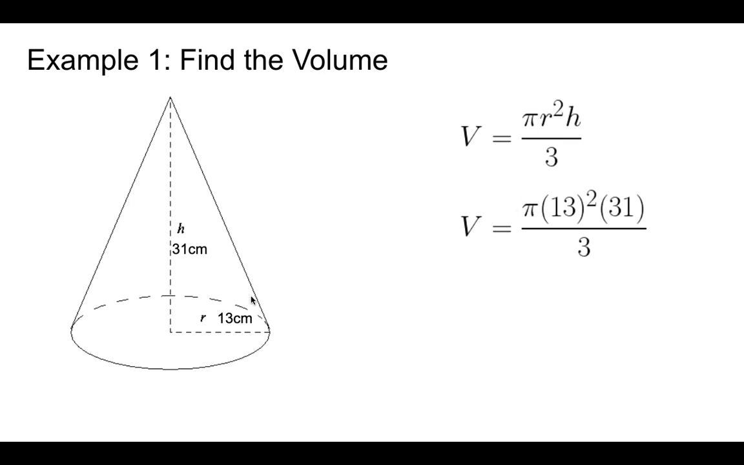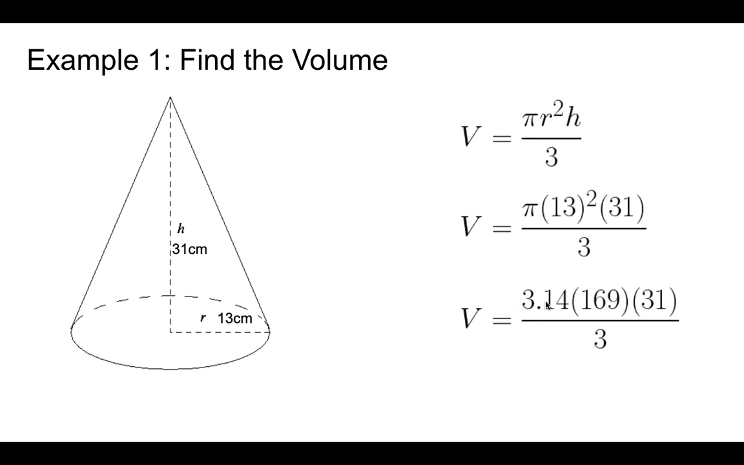So r is 13, that's the radius. Remember, if you're told the diameter, don't forget to divide that by 2. And then the height is 31 centimeters. And we're going to divide that by 3. So now I put in 3.14 for pi. 13 squared is 169 times 31 divided by 3.